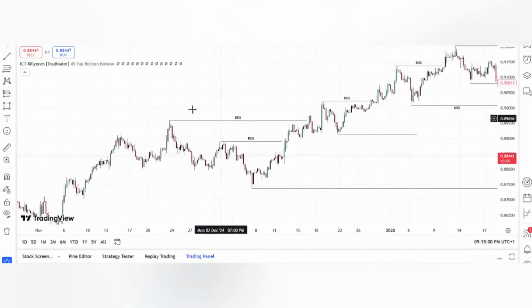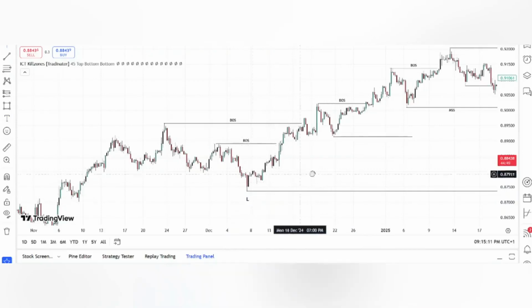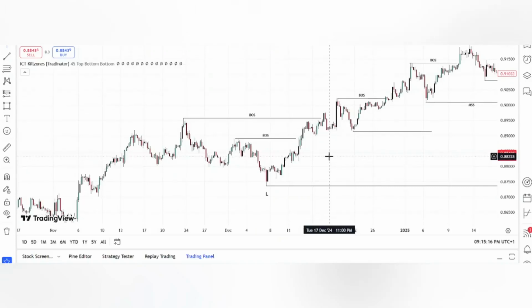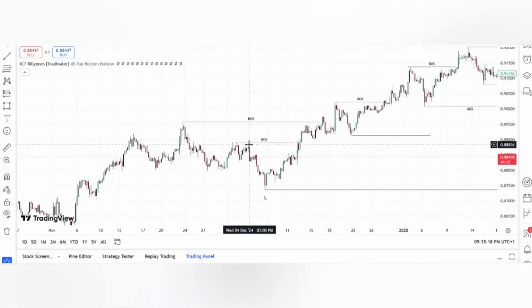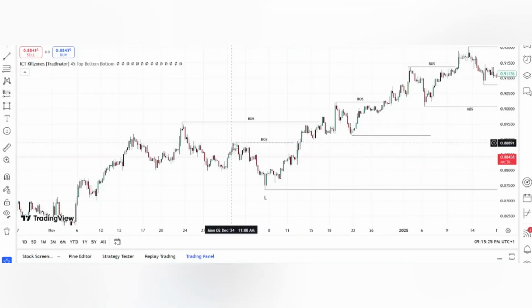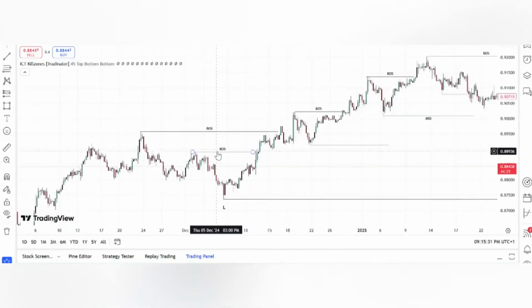All right. So what are we identifying here first? We are identifying a low. So let's call this our low. If this is our low, what are we waiting for? We're waiting for a break of structure. Yes, a break of structure. We can see this is a break of structure from this zone, and this as well is also a break of structure from this zone.